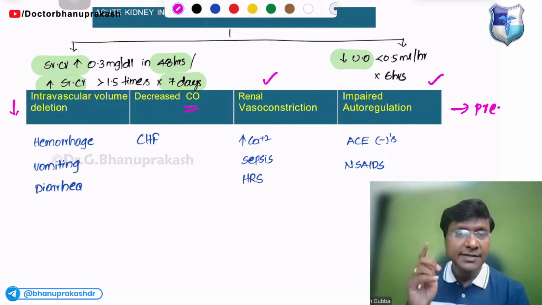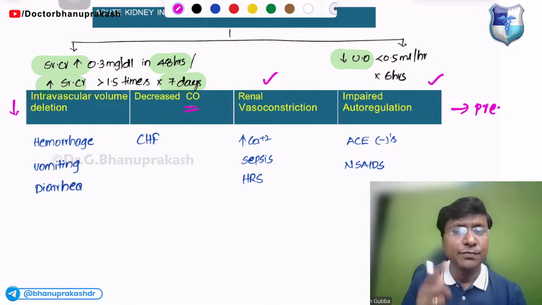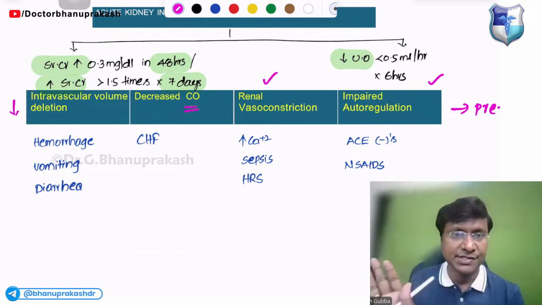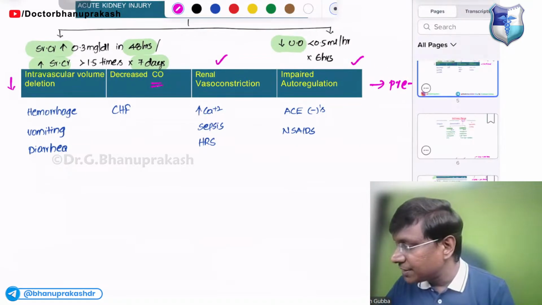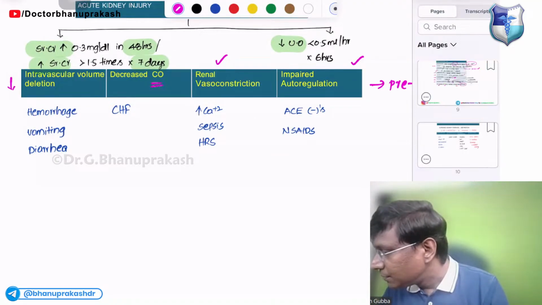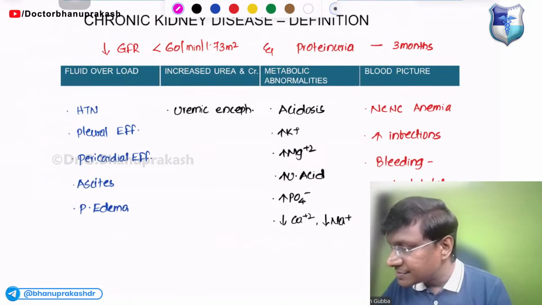And the treatment, you need to treat the underlying etiology, and you should be completely aware of what the indications are where you need to do dialysis in acute kidney injury, right? So that was about acute kidney injury. Now we'll move on to chronic kidney disease.